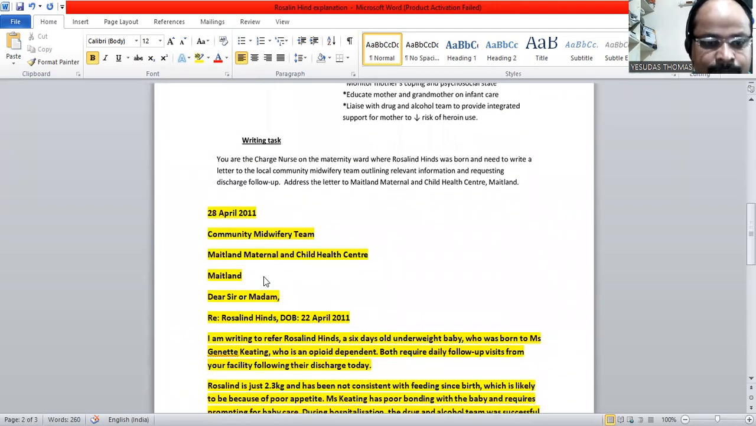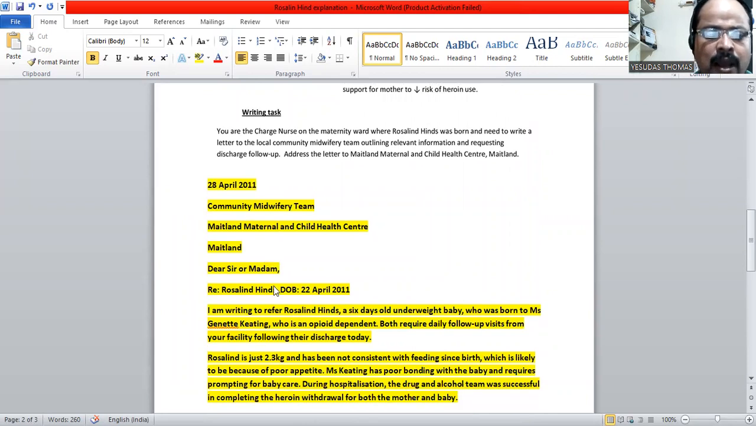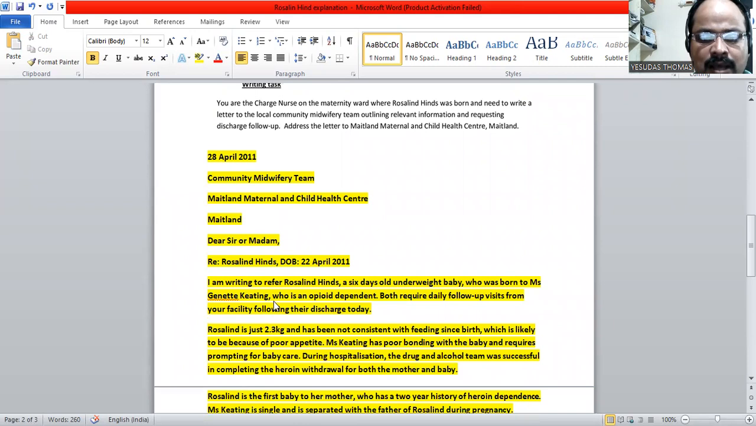The address is correct. Dear Sir or Madam, Rosalind Hinds, date of birth is given. I'm writing to refer Rosalind Hinds, a 6-day-old underweight baby, so it's a low birth weight baby, who was born to Miss Janet Keating, who is opioid dependent. Both require daily follow-up visits from your facilities following their discharge today. So they are going to be discharged today to the grandmother's home. So you need daily follow-up visits. So this is the request.